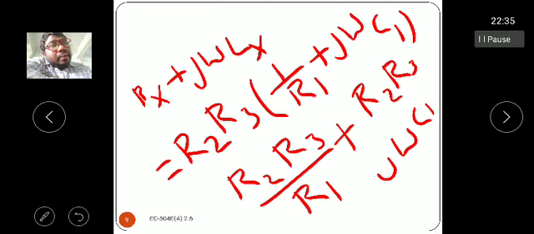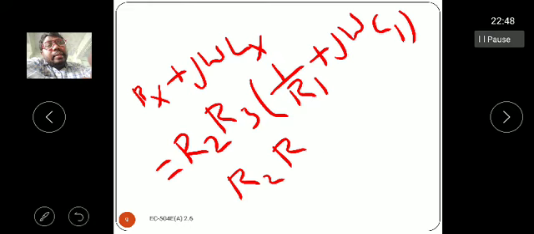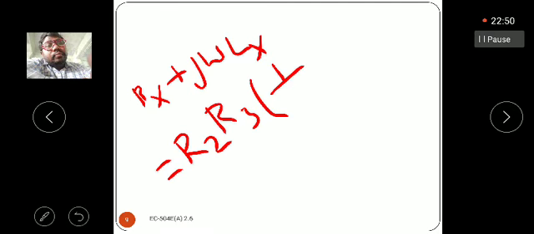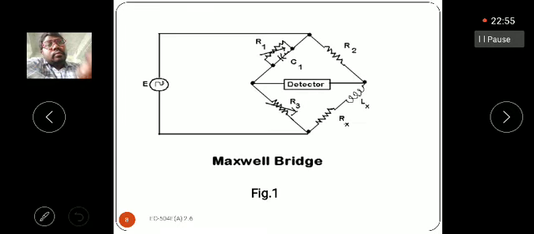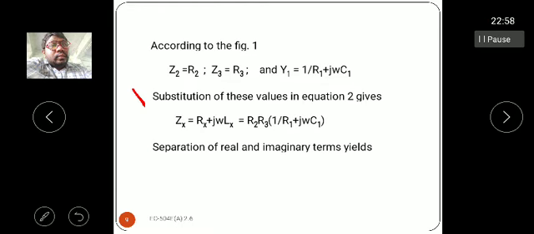Here this is the real part, this is the imaginary part. Here also Rx is the real part and j omega Lx is the imaginary part. Based on this we have to separate the real and imaginary terms. Then Rx is equal to R2 R3 into 1 by R1. Finally we are getting Rx is equal to R2 R3 divided by R1.